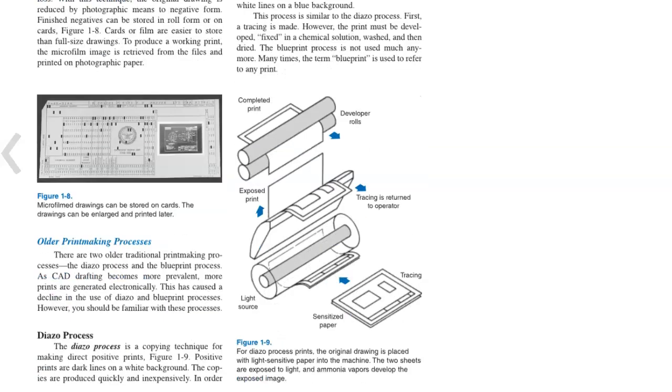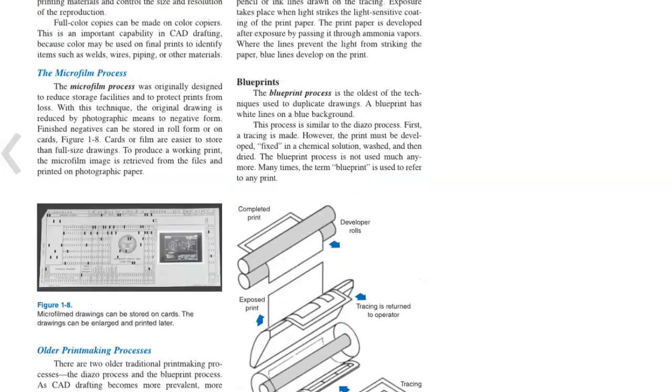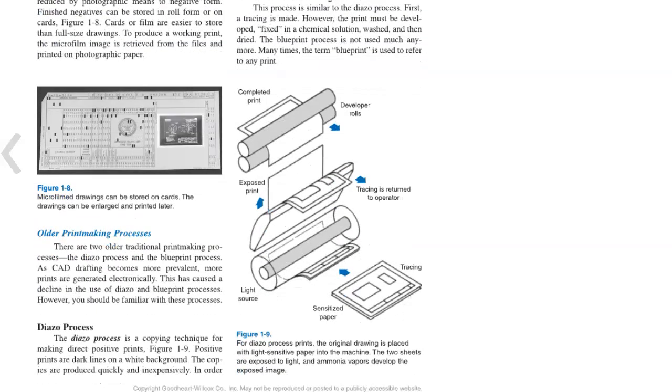Blueprints. The blueprint process is the oldest of the techniques used to duplicate drawings. A blueprint has white lines on a blue background. The process is similar to the diazo process. First, a tracing is made. However, the print must be developed, fixed in a chemical solution, washed, and then dried. The blueprint process is not used as much anymore. Many times the term blueprint is used to refer to any print.